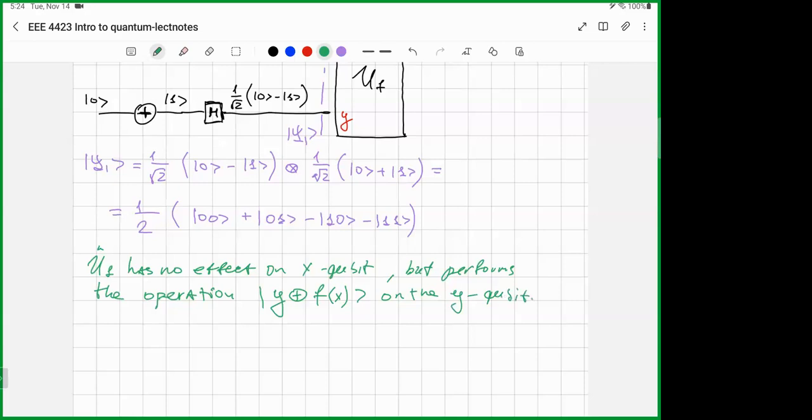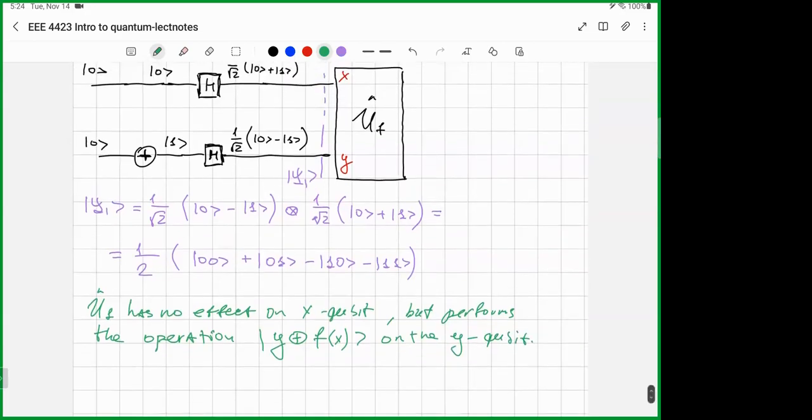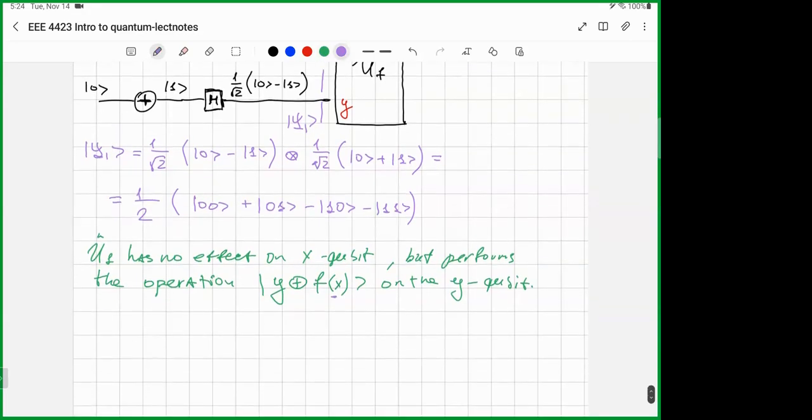Okay, so this operator leaves the x qubit, which is the upper qubit, unchanged, but changes the state of the y qubit, which is the lower one, depending on the state of the x qubit. So it definitely uses 2-qubit gate operations, and the result depends on the state of the x qubit.